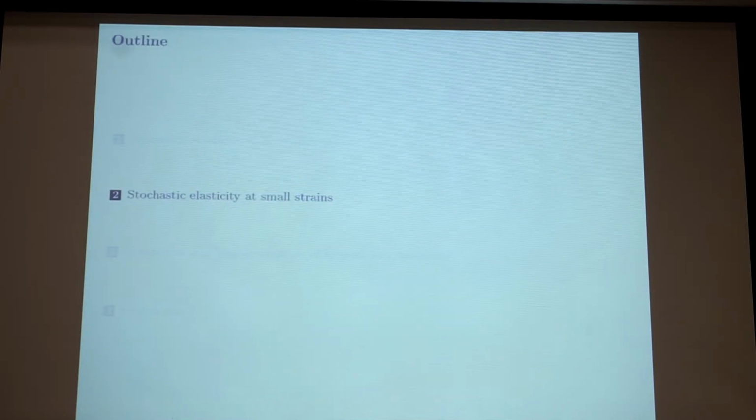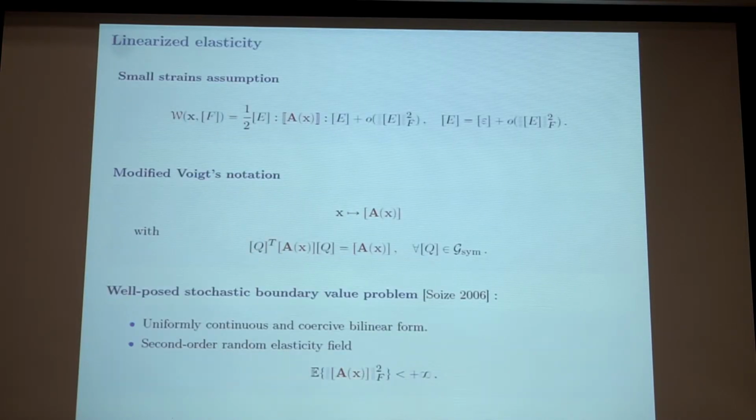Okay, so that was it for stochastic elasticity at large strains. In this second section, we're going to place ourselves under the assumption of small strains. In this case, constructing a stochastic stored energy function is completely equivalent to constructing a probabilistic model for the usual first order elasticity tensor, A.